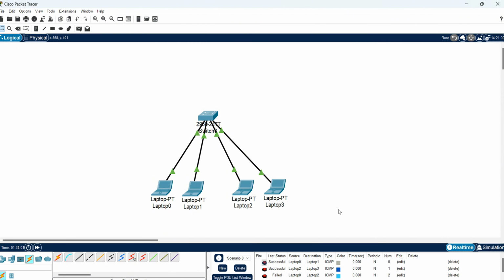It's like my cable's physically connected, but all of a sudden, why can't they talk? Okay, let me check the IP again. Let me take a look and see troubleshooting.